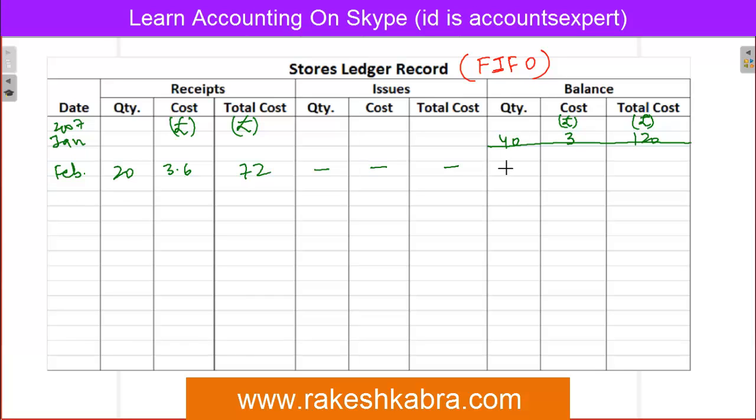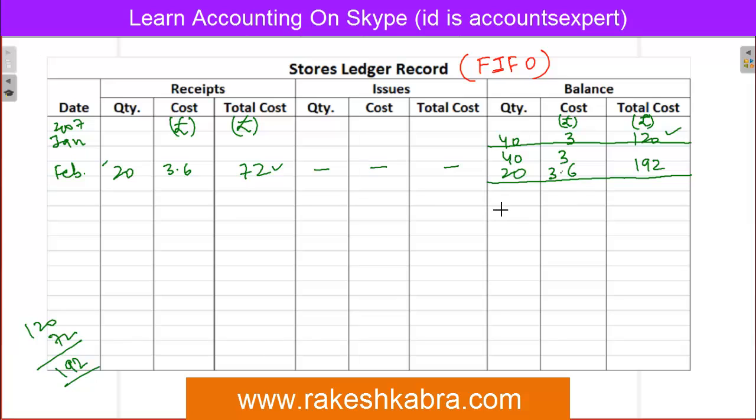40 units we already have, and the rate is 3. And now we purchased new units, 20, and the rate this time is 3.6. So this is the status of stock of the product JAP. And what is the value? This is the value of 40 units, and this is the value of the 20 new units we purchased. So the total value is 120 and 72, which is 192. So I will write this 192 here.